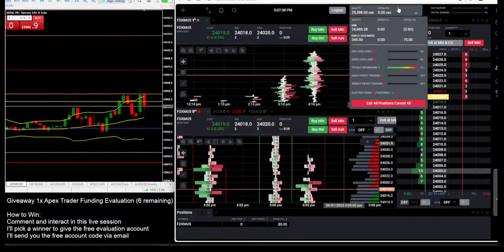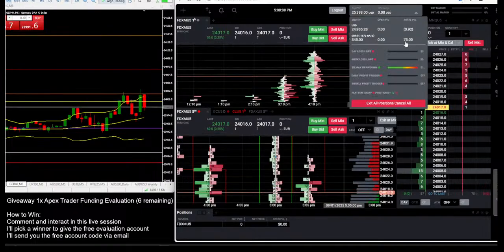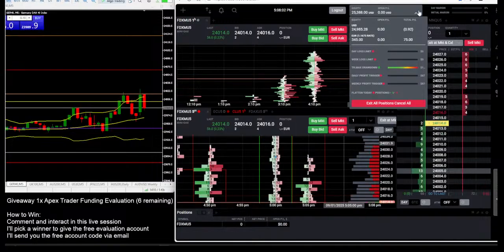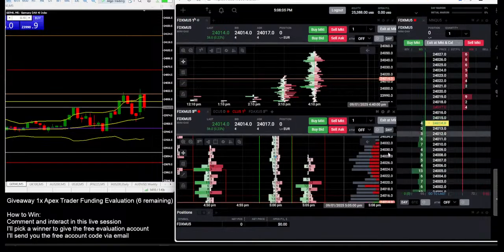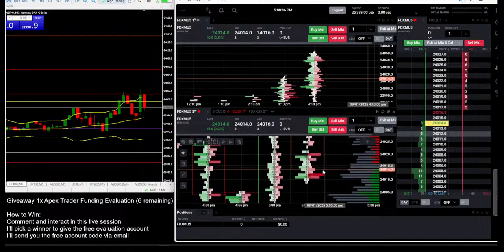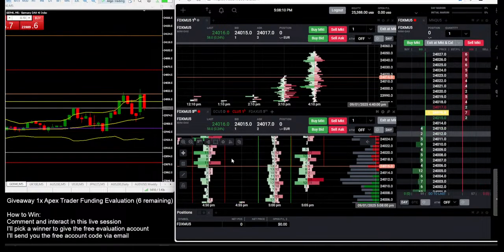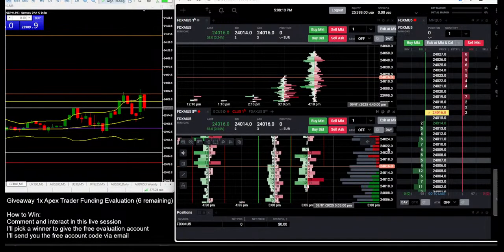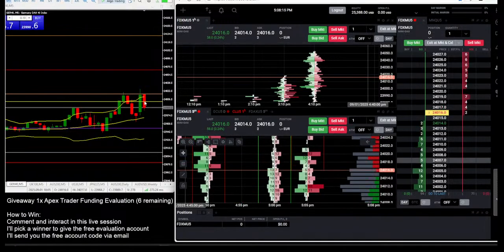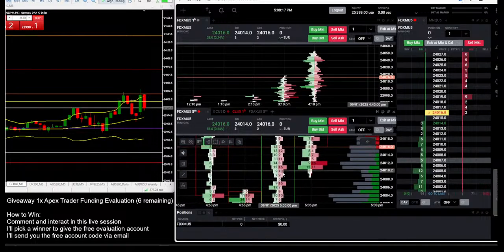Not too bad of a session. We got $75 towards the target. It's about 5% of the target overall, so that's okay, particularly for a market that's not really moving in any particular direction over the last 10 minutes.